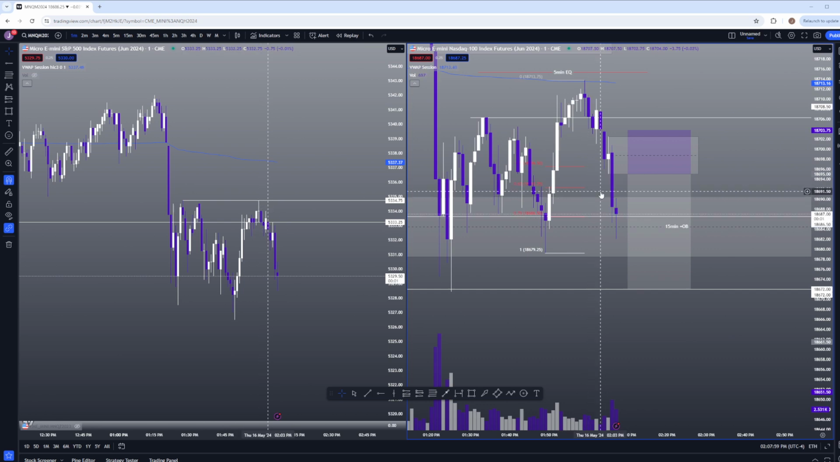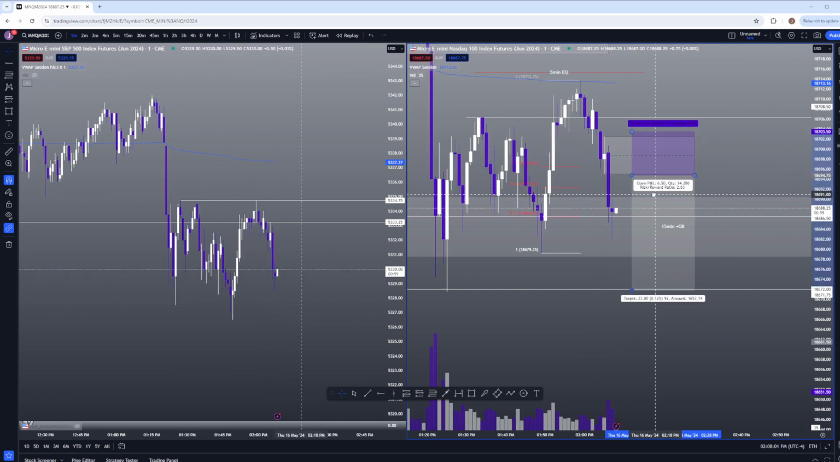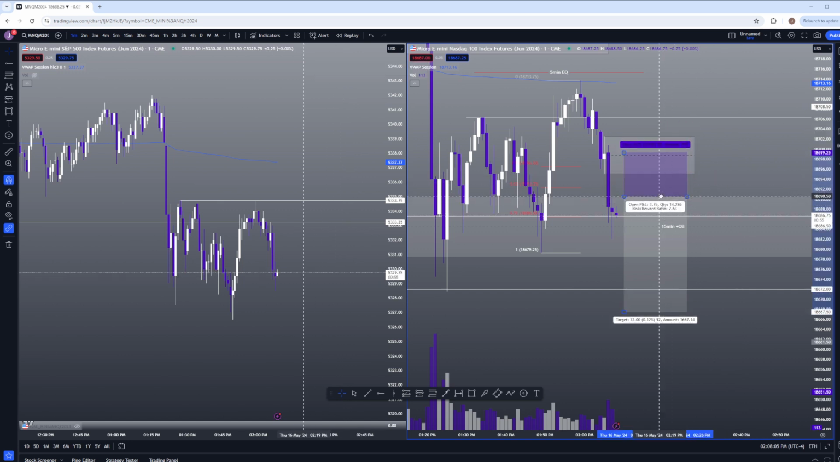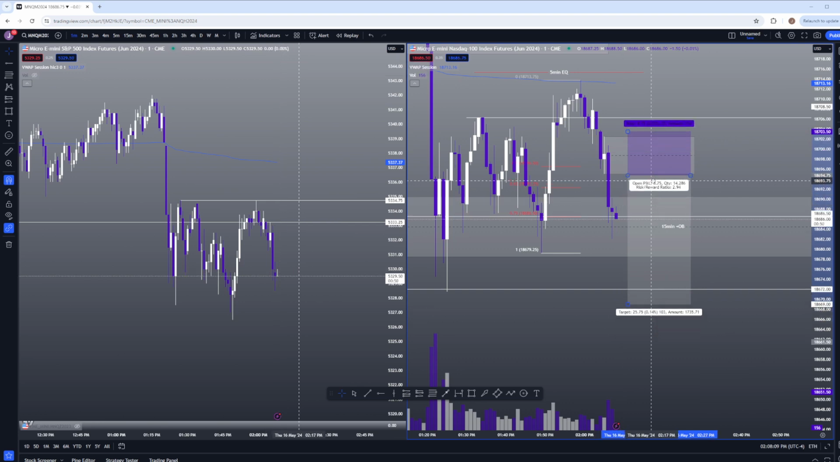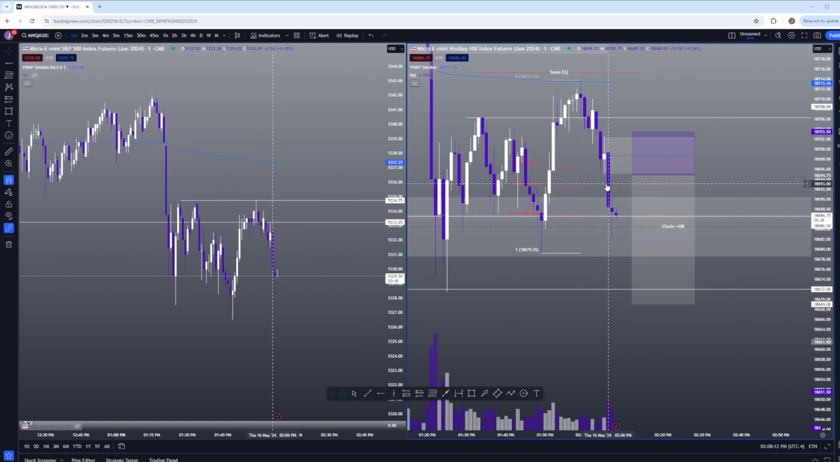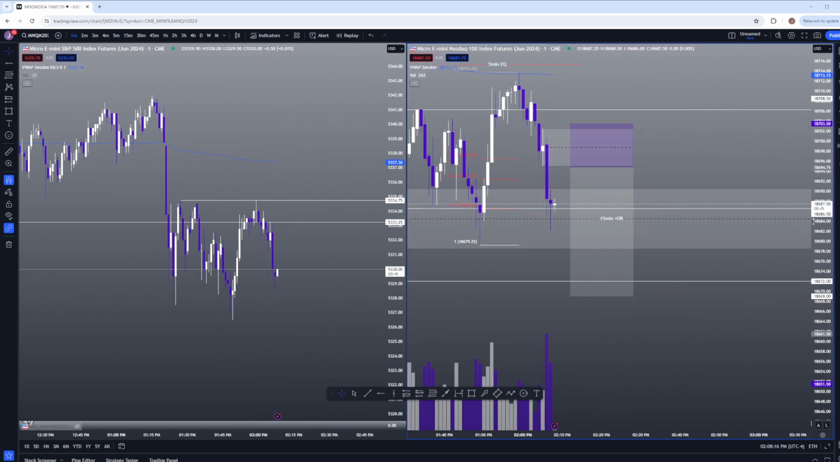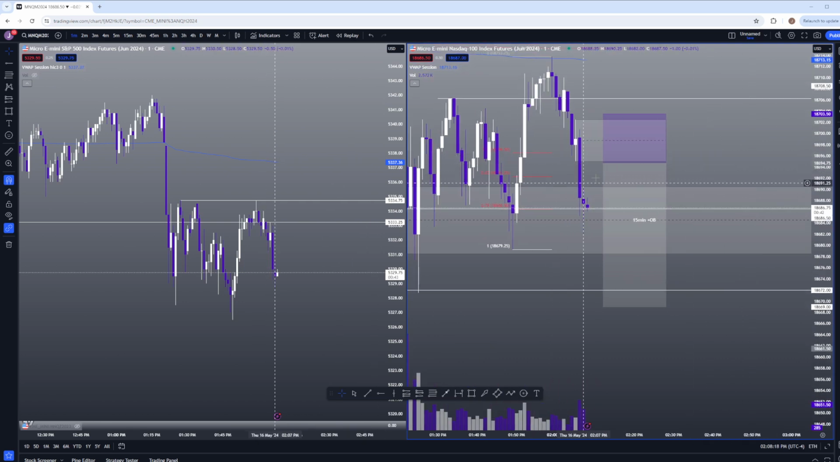You can also look at this fair value gap here for an entry. But the lower it is, the less reward we're going to be able to catch on this trade. Doesn't mean you still can't take that entry from that fair value gap. I'd still think about taking that entry if we do get a strong bounce off the fair value gap right here.